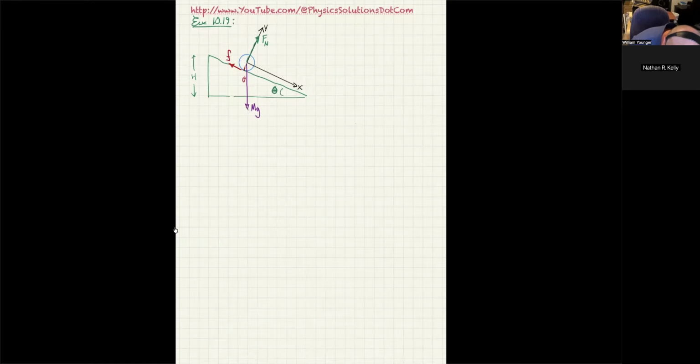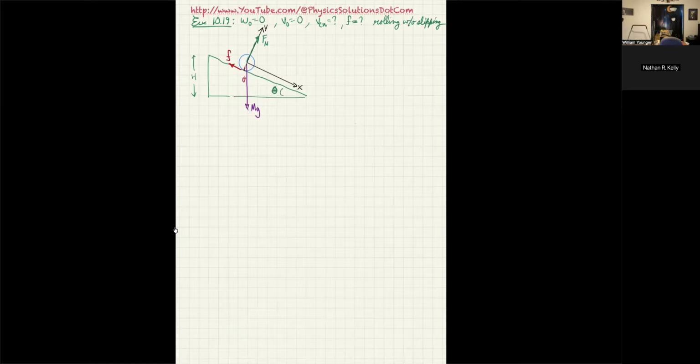So what we know is omega zero, the initial angular velocity, is zero. We know v zero is also zero. We also know specifically that we're asked to find V_CM at the bottom, and we're asked to find the friction force required to allow it to roll without slipping. And all of this is rolling without slipping.